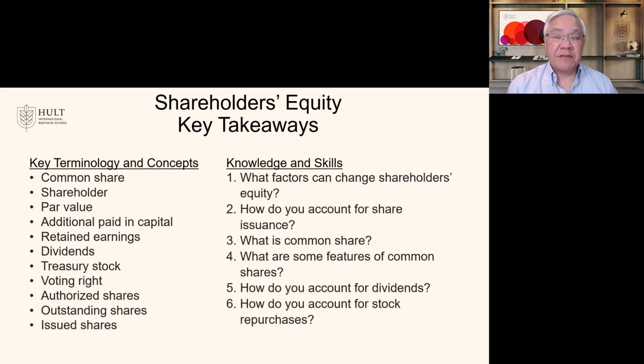The key takeaways for shareholders' equity as far as terminology are common share, shareholder, par value, additional paid-in capital, retained earnings, dividends, treasury stock, voting rights, authorized shares, outstanding shares, and issued shares. If those are clear and you know the distinction between those items like authorized, outstanding, and issued, you're good to go. If not, you know what you need to do. Go back and review it to make sure your foundations are solid.